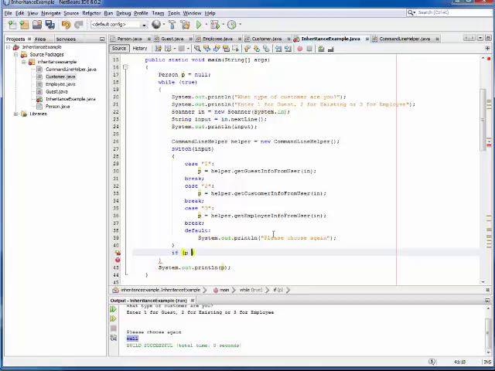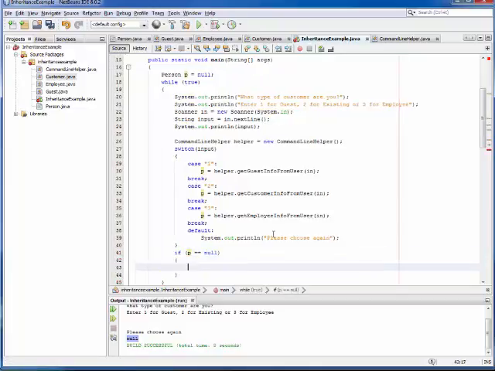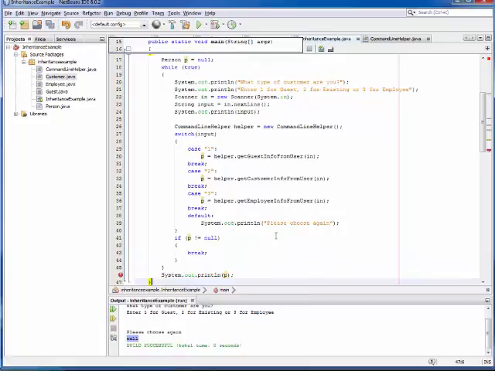If P is equal to null, then I want to continue. So if P is not equal to null, then I can break. All right, so this fixes my loop problem.